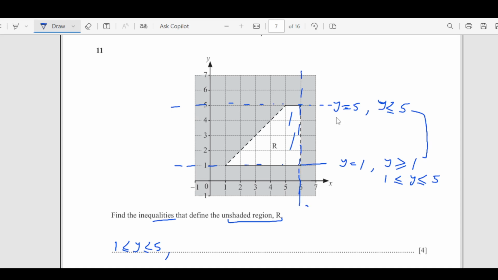This line is x equals 6, but as this is a dotted line, that means equal is not included. So this is x is less than 6. The unshaded region is on the left hand side, which is less than 6. So x is less than 6, right.